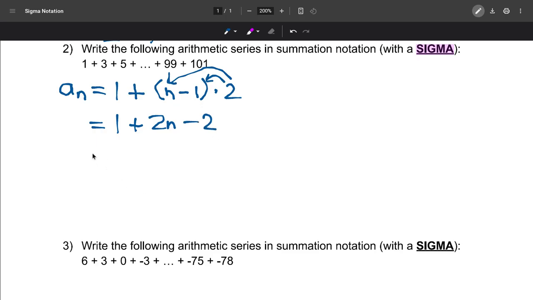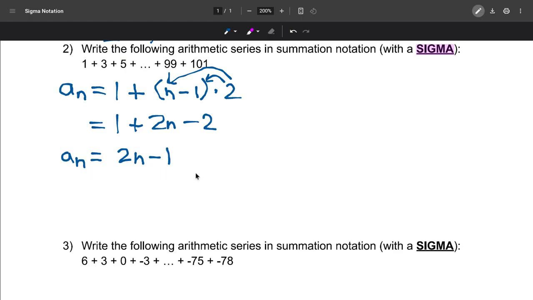All right, so let's simplify the right-hand side. We have 1 minus 2. That's going to be basically a minus 1. So this is going to be 2n minus 1 equals a sub n.